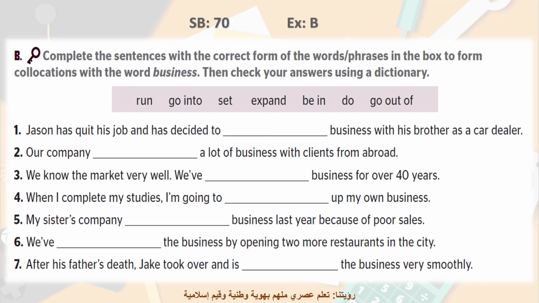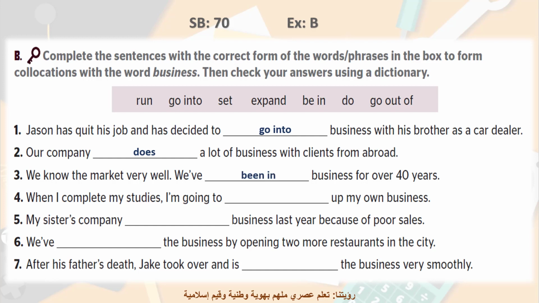Number 1. Jason has quit his job and has decided to go into business with his brother as a car dealer. Yeah, go into. Number 2. Our company does a lot of business with clients from abroad. True, does a lot of business. Number 3. We know the market very well. We have been in business for over 40 years. Yes, we have been in business.